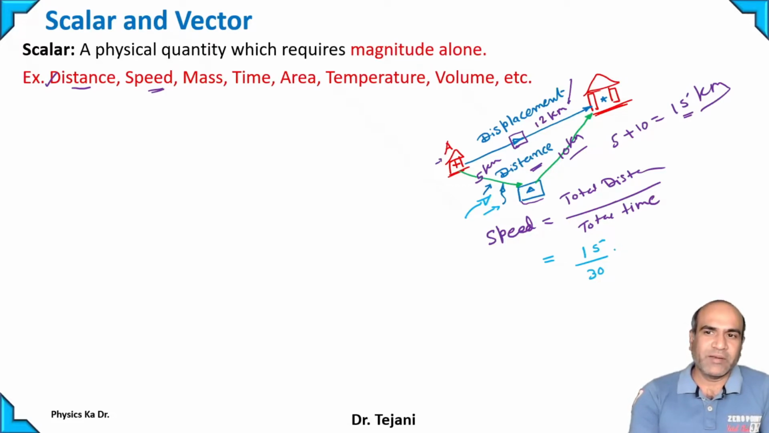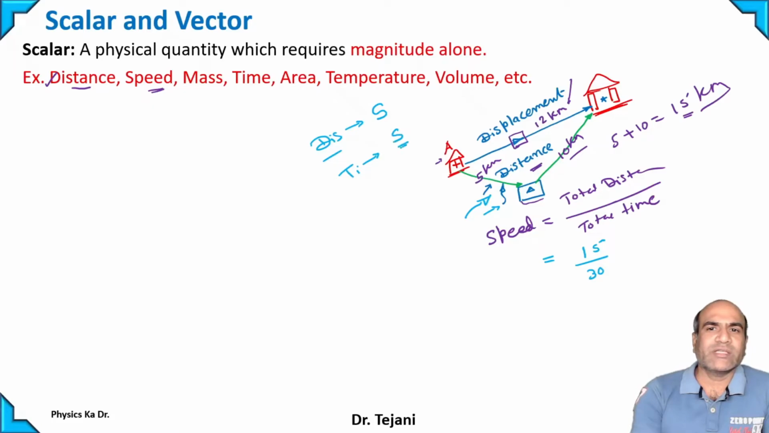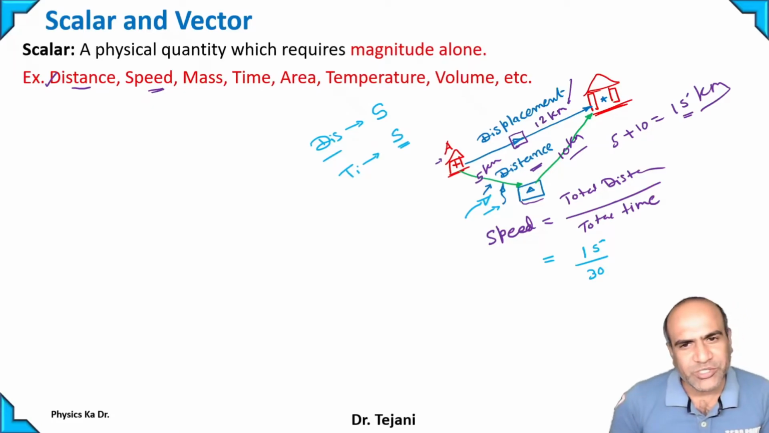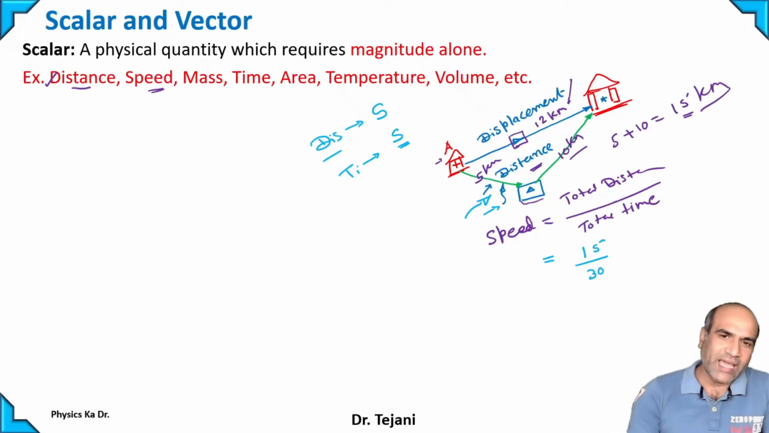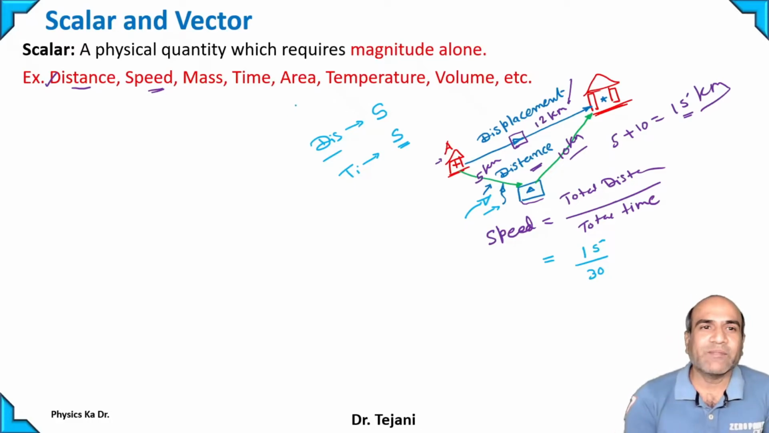That becomes speed, right? And in this case, distance is a scalar quantity divided by time. Time is also a scalar quantity. See, we do not require any direction to present time, and therefore time is also a scalar quantity. Therefore, a multiplication or division of scalar quantities gives us a scalar quantity. Therefore, speed becomes a scalar quantity.